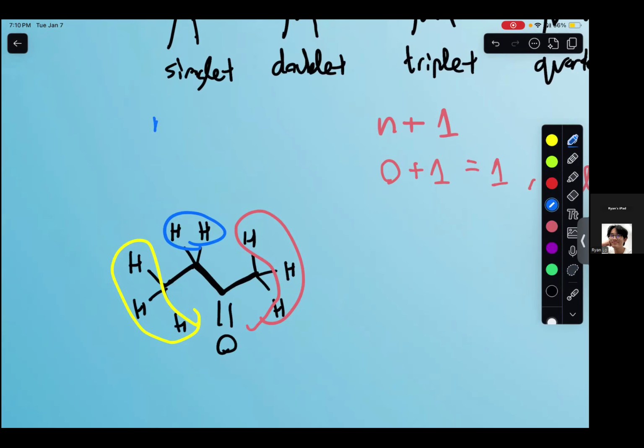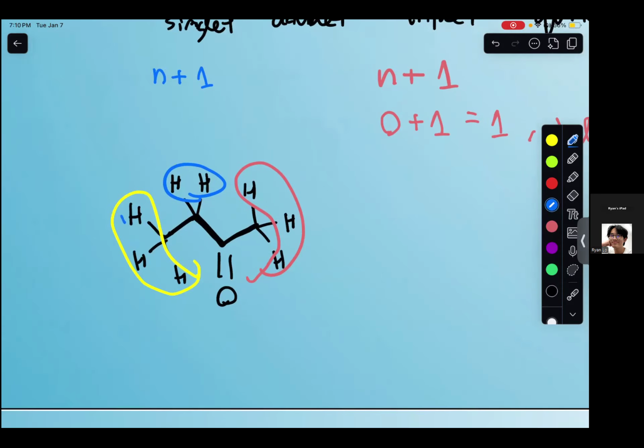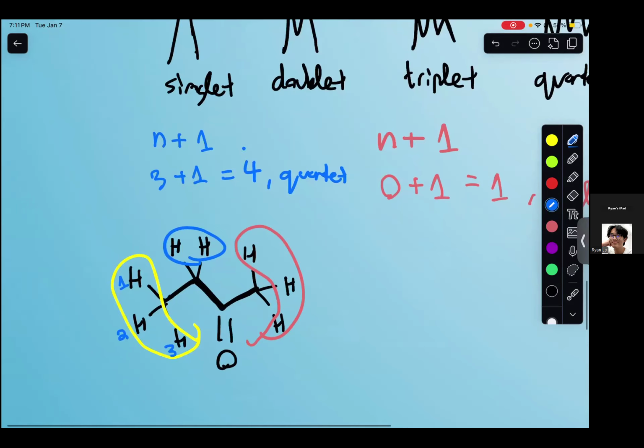Blue. N plus one, right? How many neighbors does it have? I count one, two, three. Right? 3 plus one equals four. Four is a quartet, right? What's quartet? So it's going to be something along the lines of this.